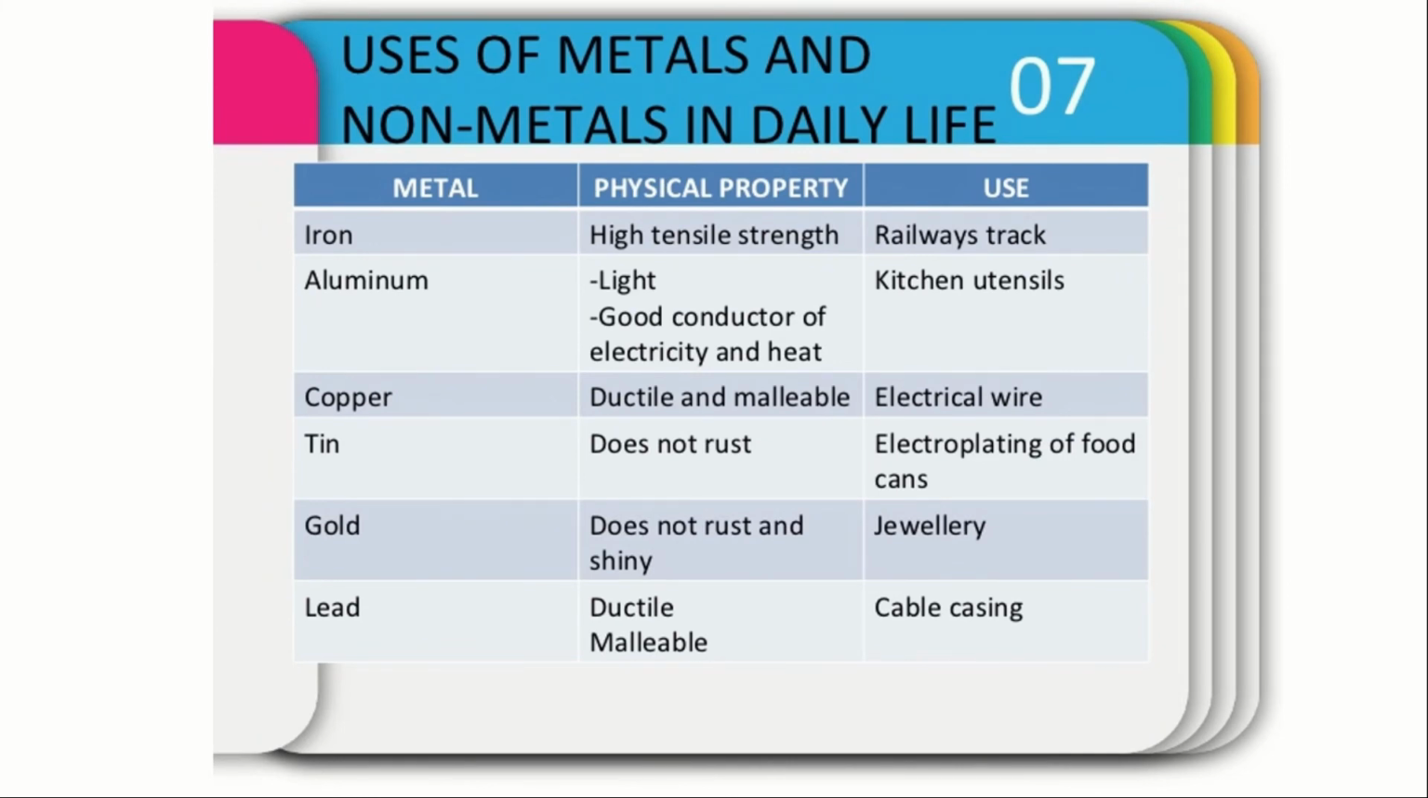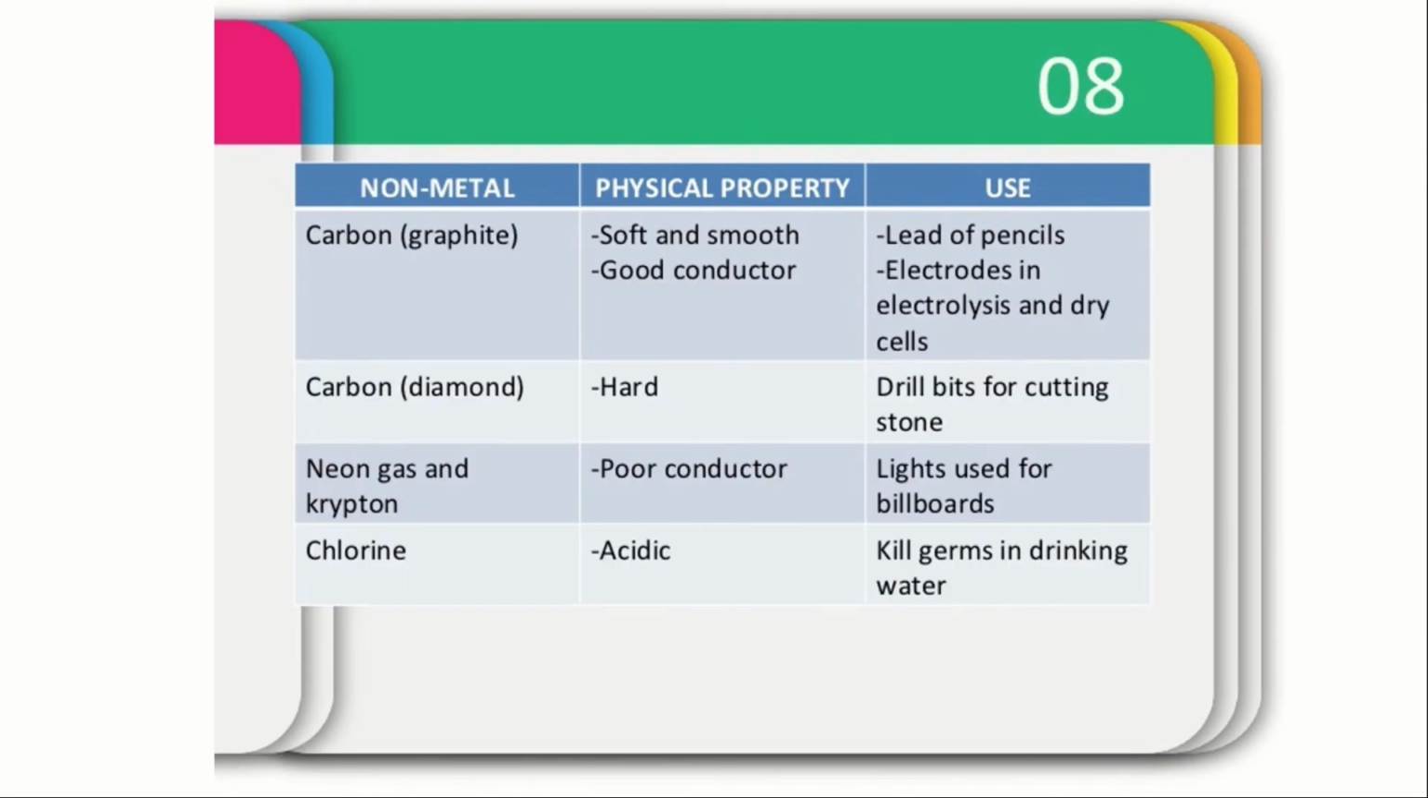These are the uses of metals and nonmetals in daily life. Iron, which has high tensile strength, is used in railway tracks. Aluminium is light and a good conductor of electricity and heat, so it is used in kitchen utensils. Copper is ductile and malleable, so it is used in electric wire. Tin does not rust, so it is used in electroplating of food cans. Gold does not rust and is very shiny, so it is used in jewelry. Lead is ductile and malleable, so it is used in cable casing.